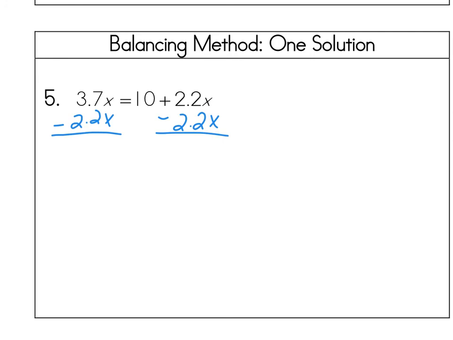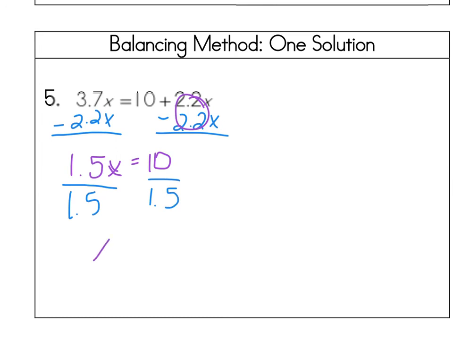Okay, after we do some subtraction, first we notice that this becomes 0. We picked that because it's the additive inverse. So 3.7x minus 2.2x, we get 1.5x is equal to 10. And our last step, in order to get rid of multiplying x by 1.5, we are going to divide both sides by 1.5, and we end up getting x is equal to, why don't you take a minute, divide that out on your calculator.